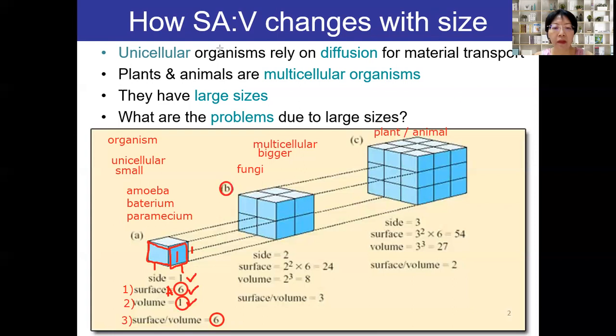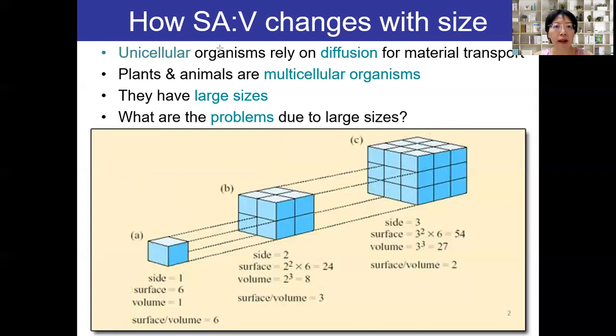Let me clear off first. Now this fungi is multicellular, so the side is now 2 times 2 times 2. This is the length of the side of the organism, made up of 8 cells. The surface you calculate is actually 24. Surface is 4 times 6. This surface here is 4. How is it 4? 2 times 2 is 4.